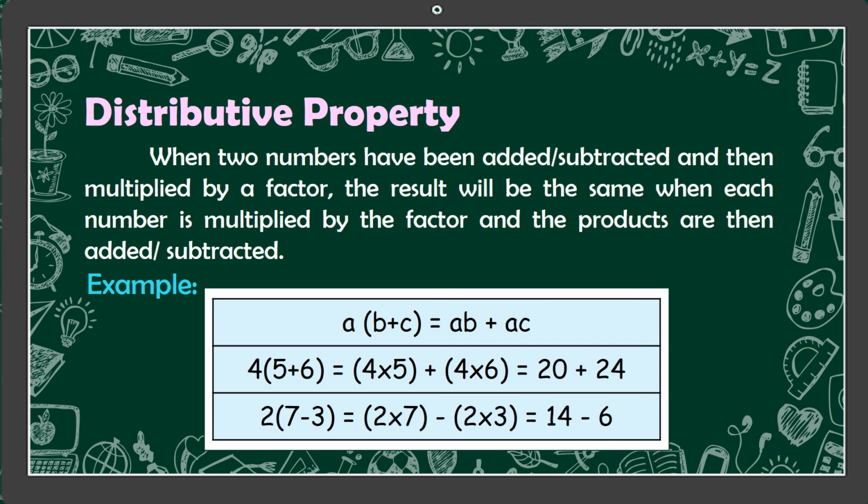Last example, 2 times quantity 7 minus 3. Distribute 2 to 7 and 3, we will have quantity 2 times 7 minus quantity 2 times 3. 2 times 7 is equal to 14 and 2 times 3 is equal to 6. Since our operation is subtraction, we will have the minus sign. So 2 times quantity 7 minus 3 is equal to 14 minus 6.